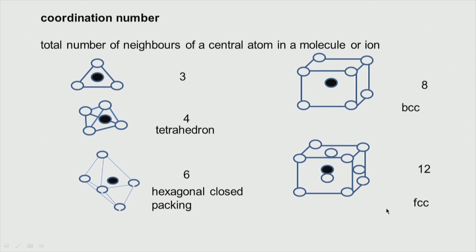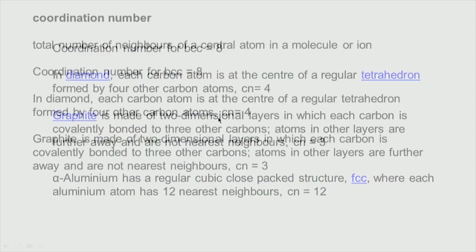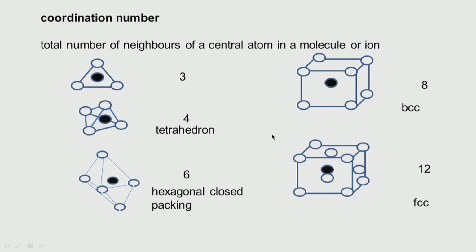If you take FCC, there are 12. So, there are 12 for this, that is called the coordination number. It is the number of atoms which are neighbors to this central atom, this is the black one. So, coordination number for BCC is 8, like I showed you here.